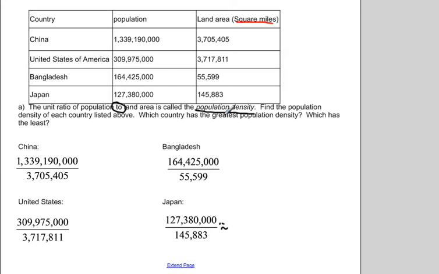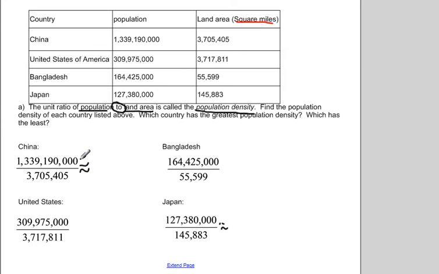So since the population density is the unit ratio of population to land area, we want to set up ratios for each country where the population is the top number and the land area is the bottom number. And so notice that I've already set those basic ratios up for us. Each one of these unit ratios is going to give us information about the number of people on the top to the number of square miles. So when we're all done, we're going to have a unit ratio that tells us how many people in each square mile in each country. So let's take a look at these.